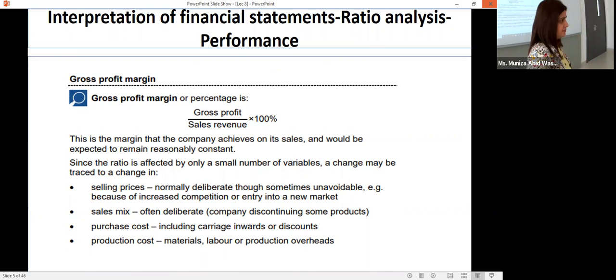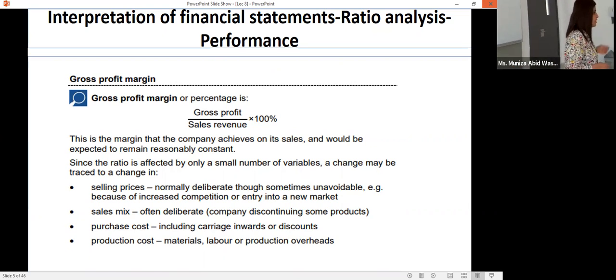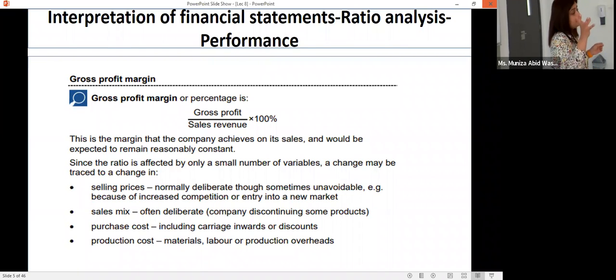And ratios are not going to be calculated on an independent basis. Ratios have to be compared with the previous year's results or the results of the competitors. On a self basis, on a standalone basis, they will not have any usage.